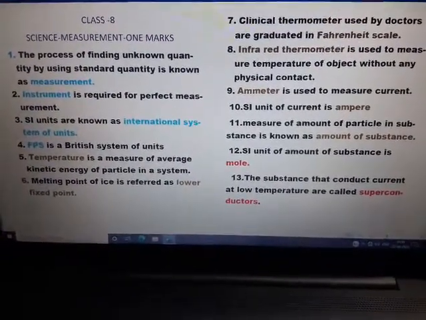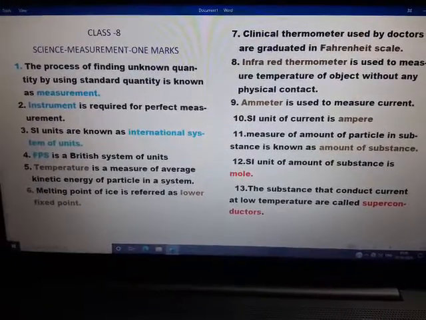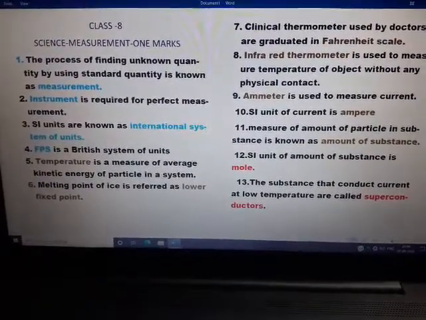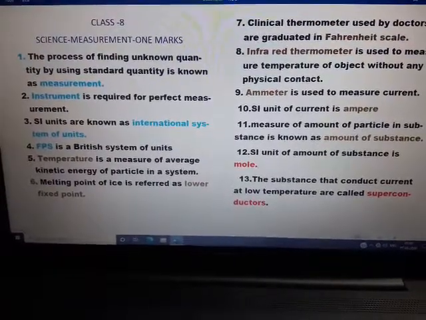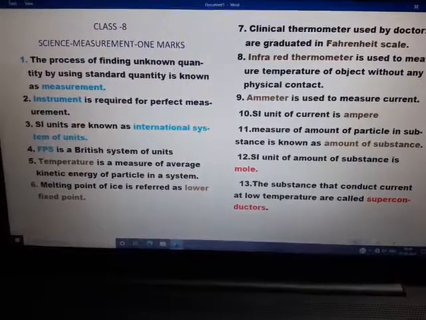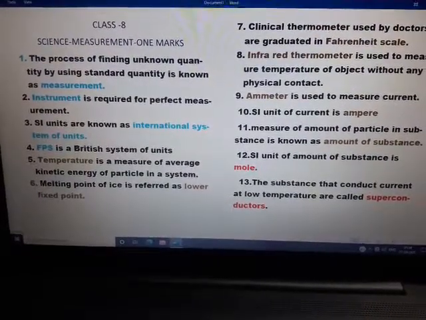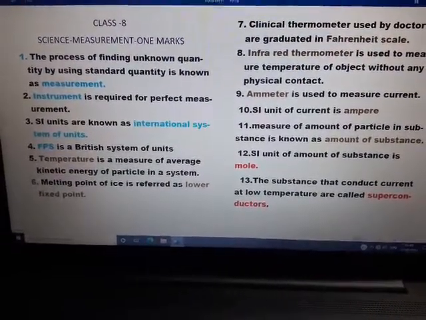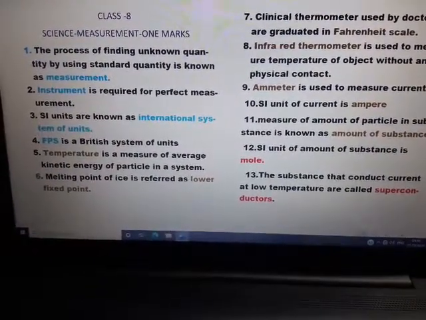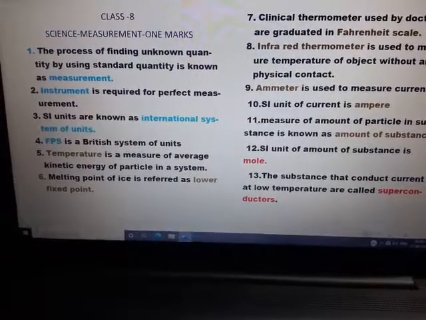So third question is, the SI unit are also known as dash. So it is known as International System of Units. So it's the abbreviation of SI unit. Next one is, dash is a British system of unit. This is a 1 mark question. So the British system of unit is FPS.